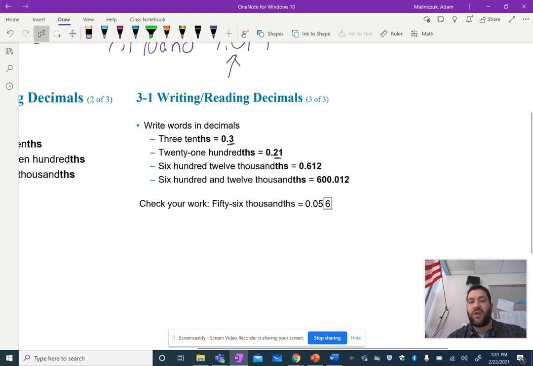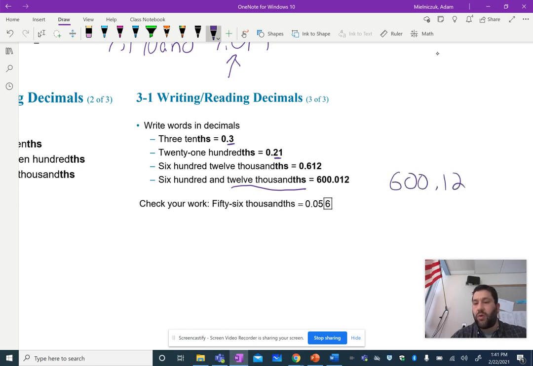And then 12 thousandths. Look what we did here. Because it's 12 thousandths, it wouldn't be 0.12 because that would stop in the hundredths place. So notice that they had to put that extra zero in as a placeholder. All right.